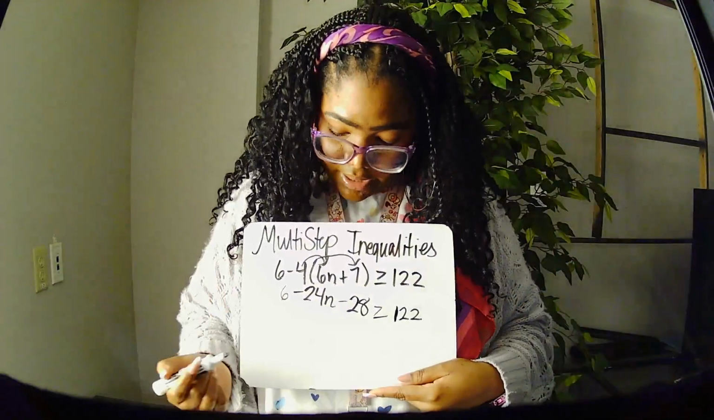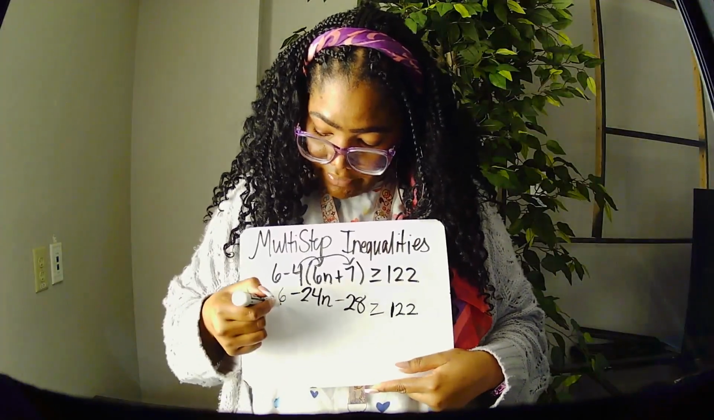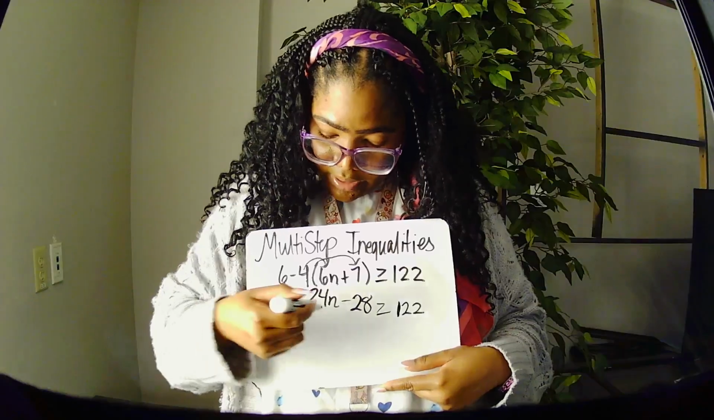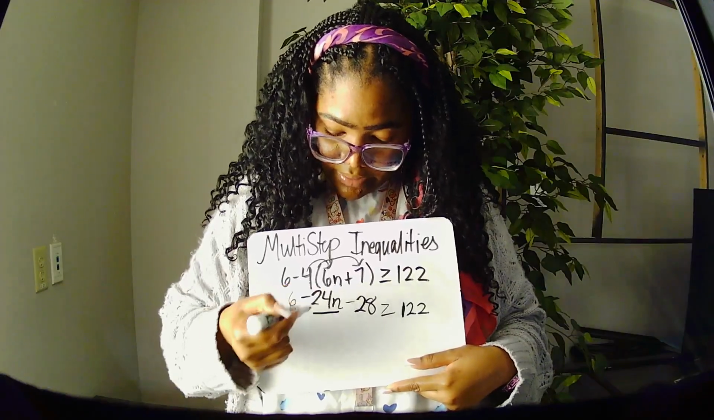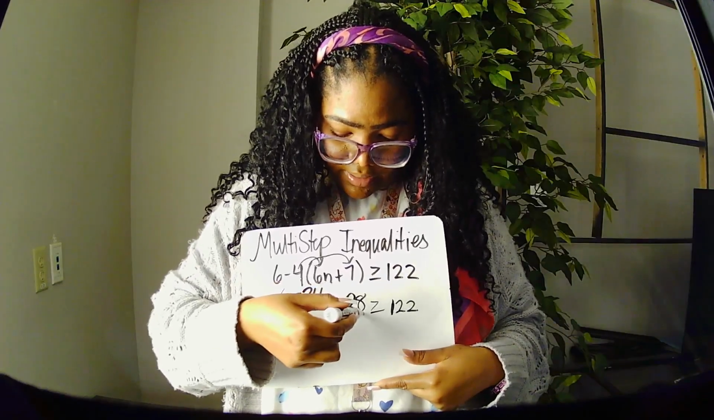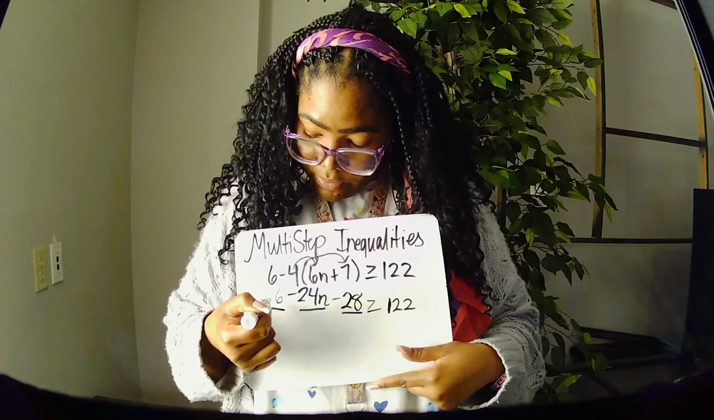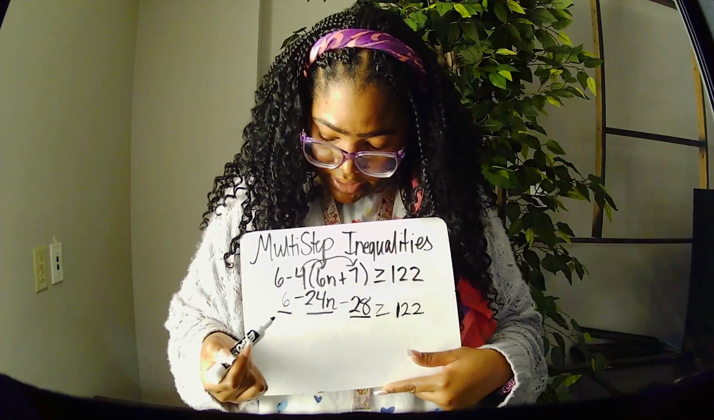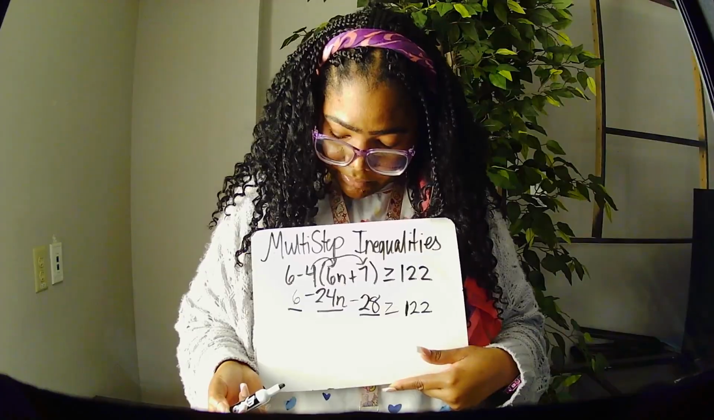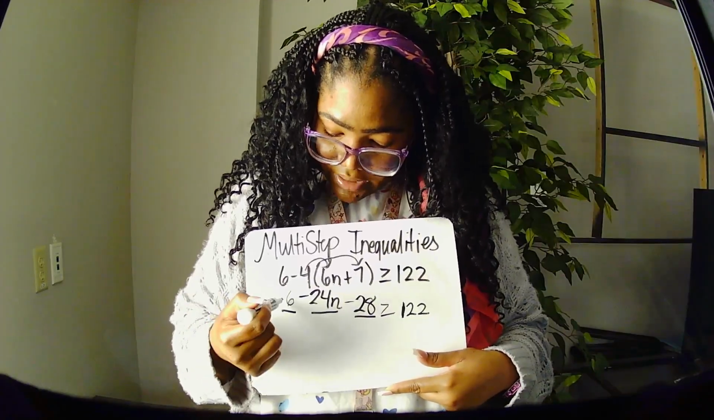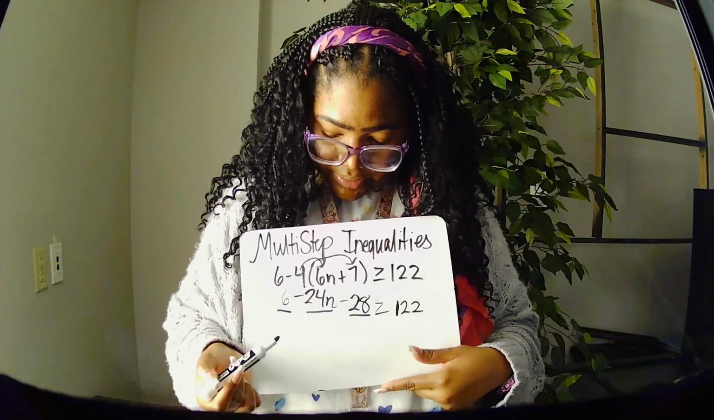And now, looking at it from this perspective, I have a 6 that has no variable. I have 24n, n is the variable, and then I have 28, no variable. So at this point, we will be combining 6 and 28 because they both have no variable. So I have a positive 6 minus 28.